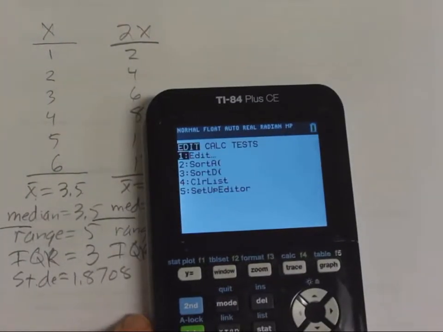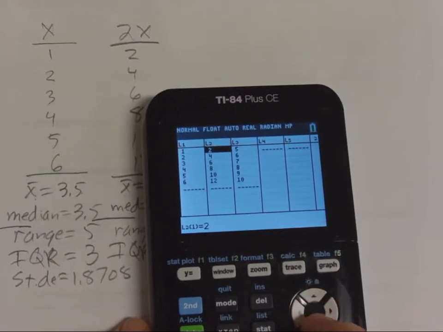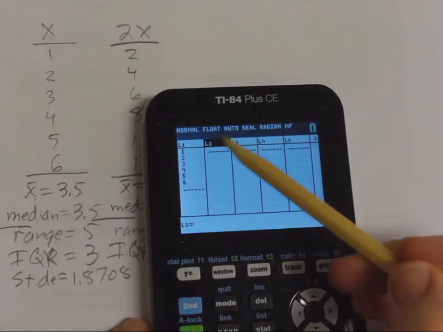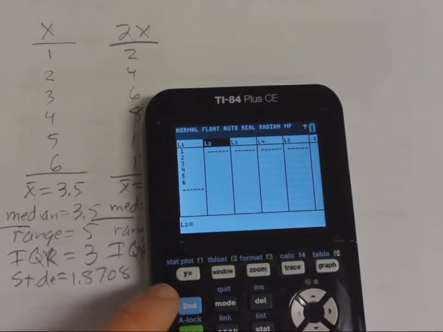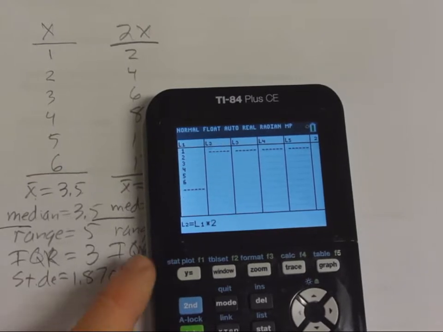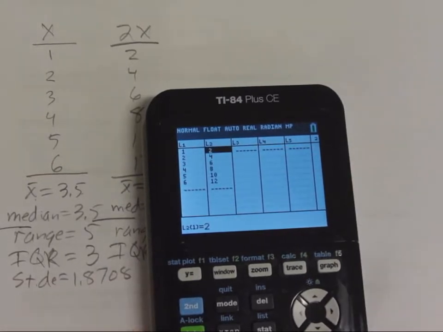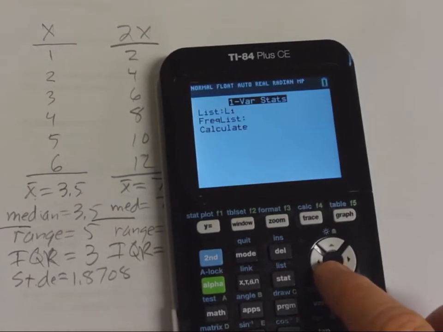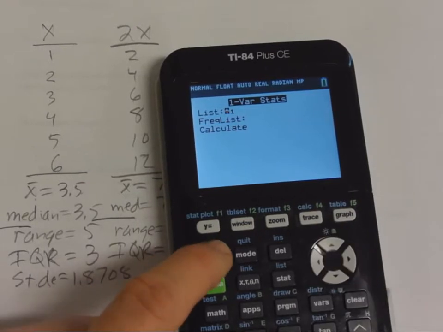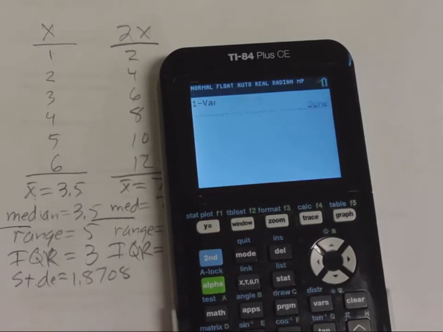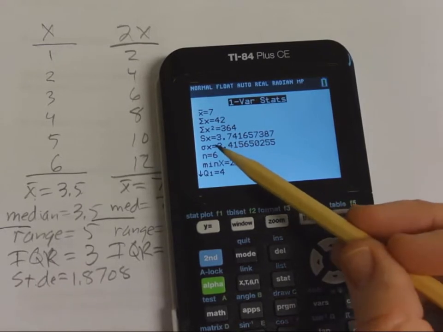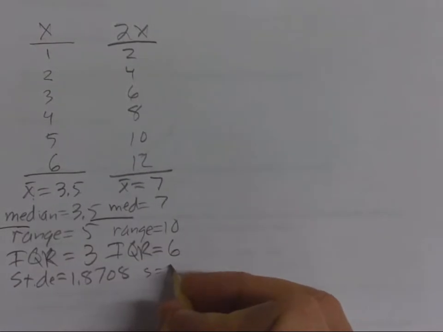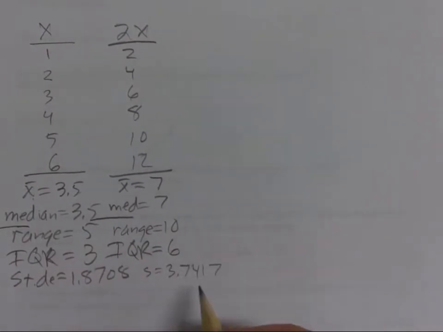So I go Stat, Edit, and I put 2x right there. By the way, you could quickly do operations here: if you just highlight the top of list 2 and then go second 1, list 1 times 2, it just puts 2 times list 1 there. And so now I'll do the summary stats with those. So I hit Stat, Calculate, one variable stats of list 1. I'm sorry, I have list 2 now. So I'm working with list 2, and we go Calculate. And now the standard deviation, as it turns out, and S is the one we use, is 3.7417. So our standard deviation is 3.7417. And in fact, that is double that.